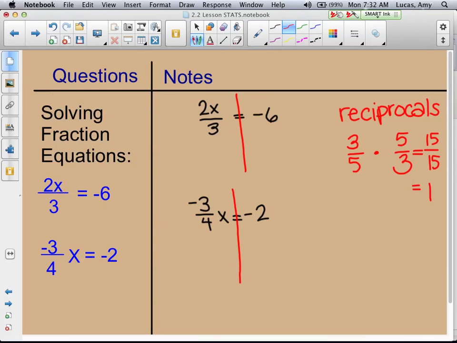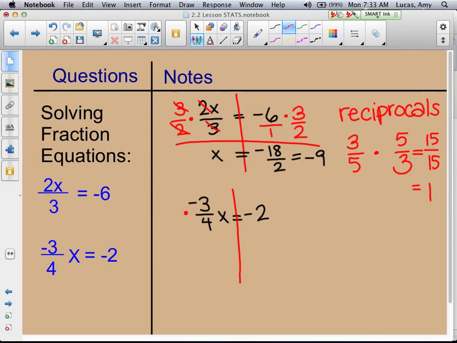So, on this first one, I'm going to multiply by the reciprocal of 2/3, which is 3/2. So multiply by 3/2 on both sides. So 3 times 2 is 6 and 2 times 3 is 6. So these fractions cancel each other out. I'm going to put a 1 under my -6 and then multiply straight across. I get -18 divided by 2, which is -9.